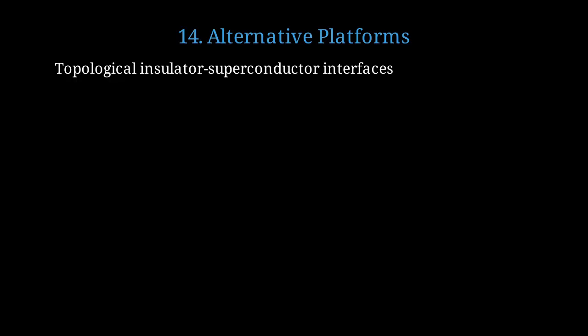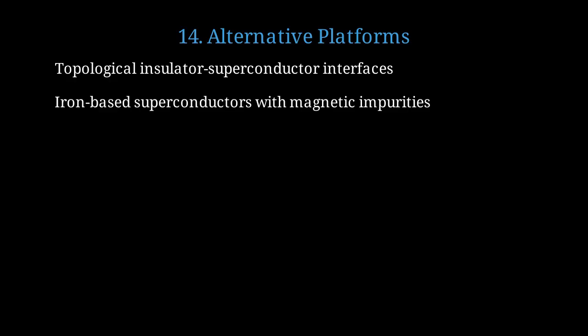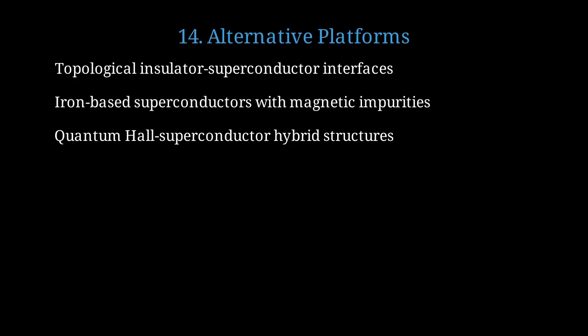Besides nanowires, researchers are exploring alternative platforms for hosting Majorana modes. Three-dimensional topological insulators with superconducting proximity can host Majorana modes on their surfaces. Chains of magnetic atoms on iron-based superconductors create effective one-dimensional topological systems. Combining quantum Hall edge states with superconductivity provides another route to Majorana physics. Arrays of Josephson junctions can simulate topological superconductors in a highly controlled manner. These platforms offer promising alternatives for discovering and studying Majorana fermions.